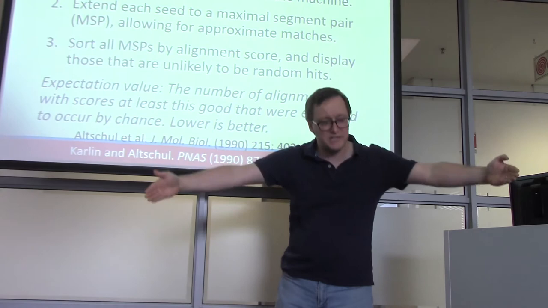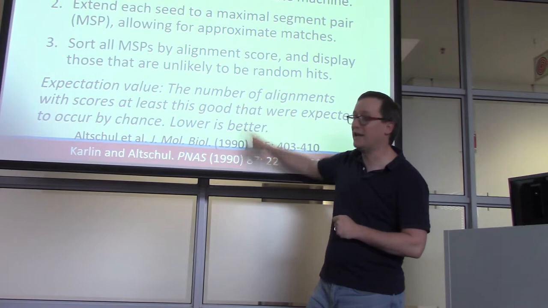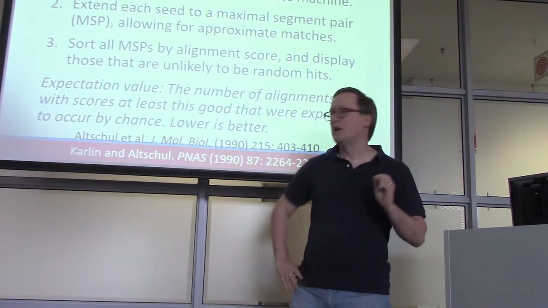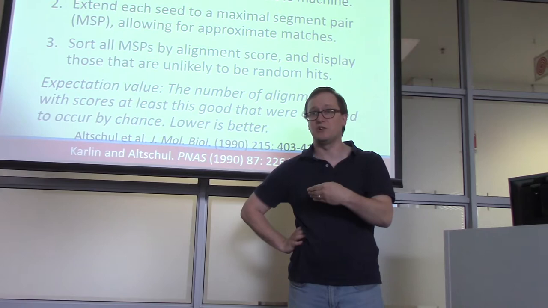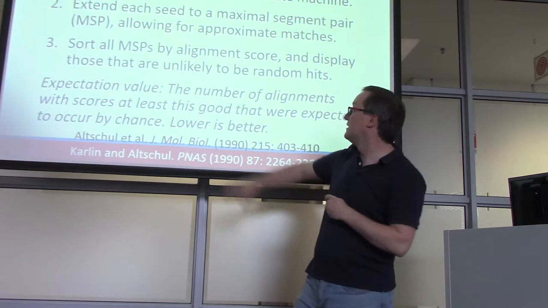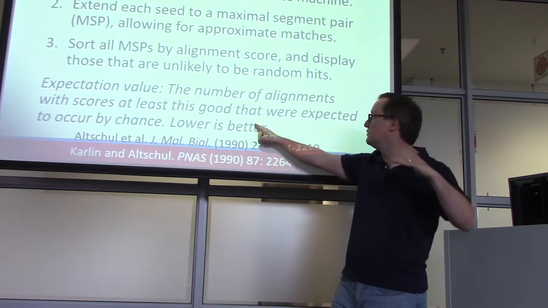Okay, and I have to mention this because it's one of the things that makes BLAST what it is. Karlin and Altschul were able to publish in 1990, the same year the original BLAST publication came out, a way to map the scores that came back from similarity search in BLAST to what's called an expectation value. So an expectation value is the number of alignments with scores at least as good as the one you saw that you would have expected to occur by random chance.